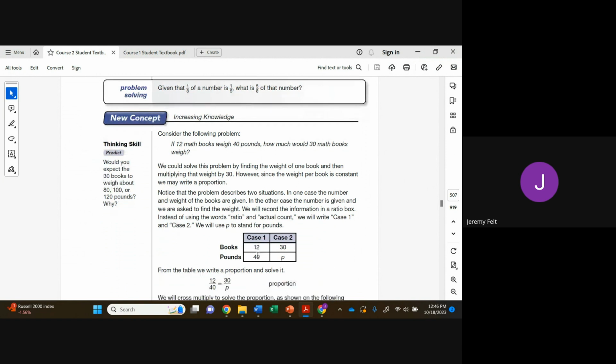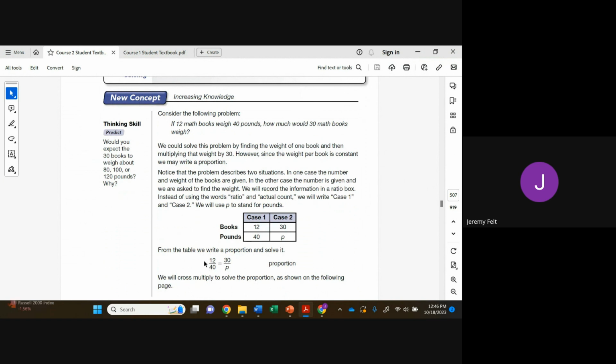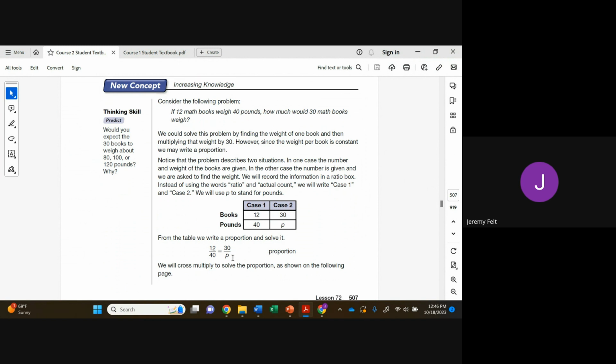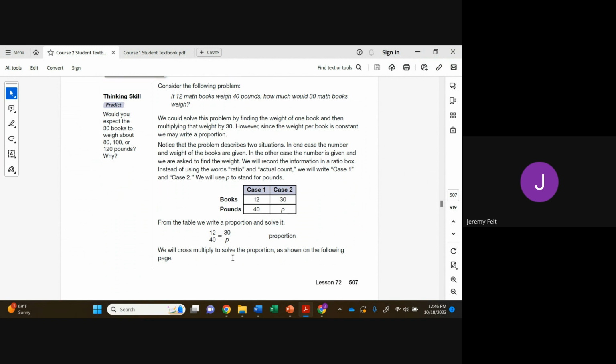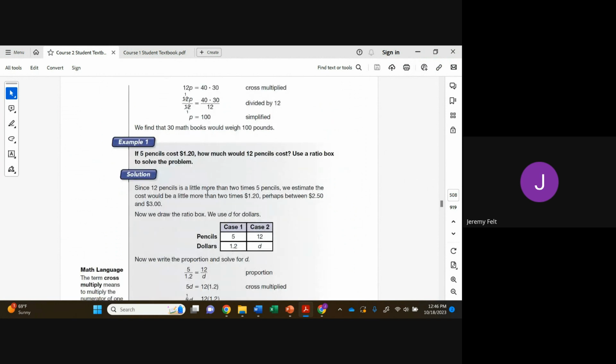So we're going to set it up in our ratios, our proportion. We're going to cross multiply and divide. We get 12 times P, 12P, equals 40 times 30, which is 1200. 12P equals 1200. Then we divide both sides by 12, and P, or pounds in this case, is going to equal 100.